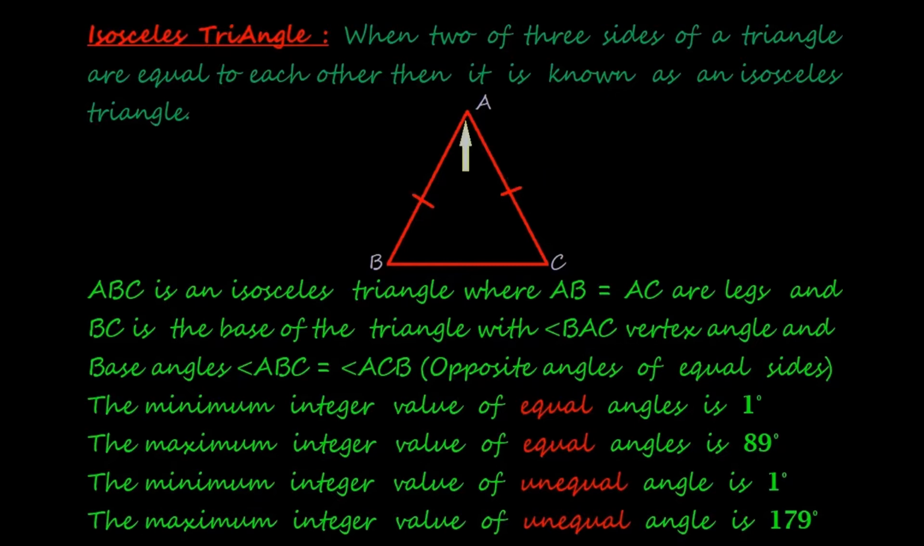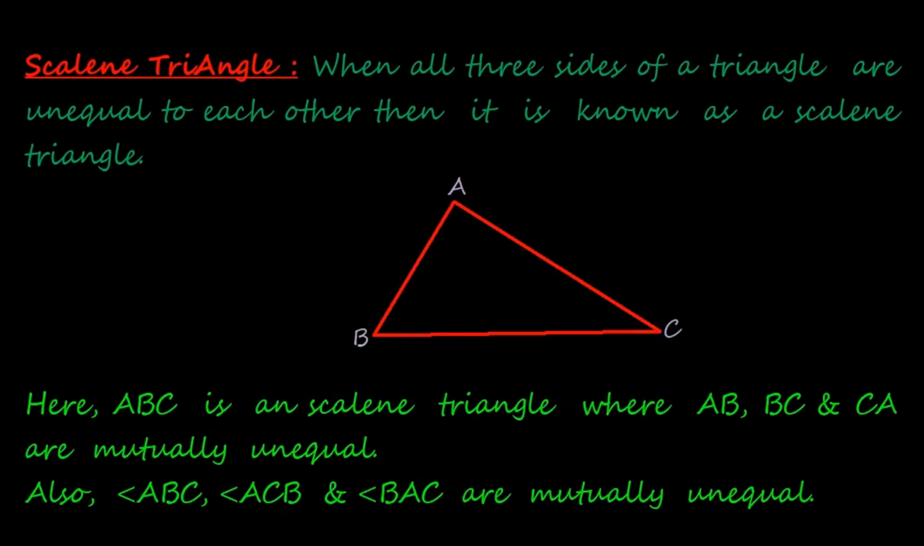And the angle included by the two legs in an isosceles triangle is known as the vertex angle. Here, the angle included by the legs AB and AC is BAC. Therefore, BAC is the vertex angle in the isosceles triangle ABC.